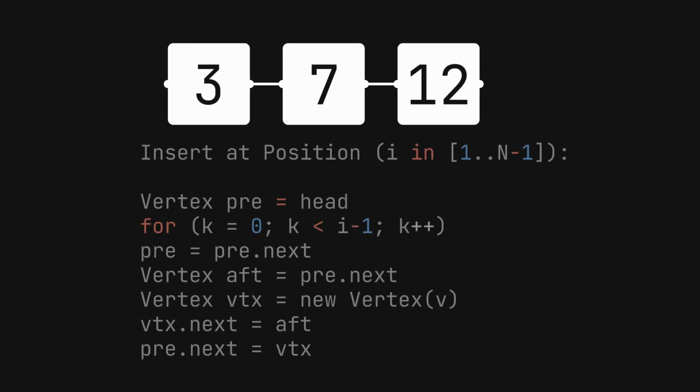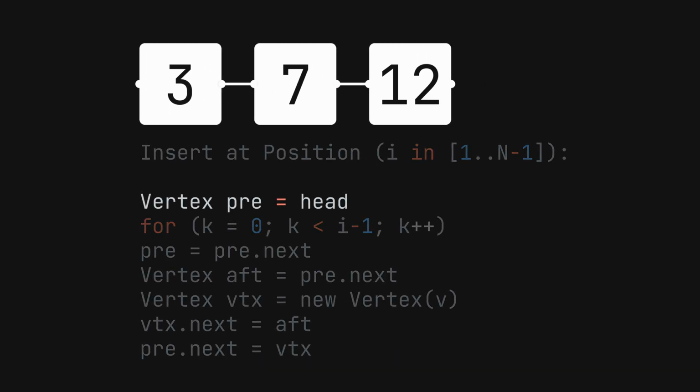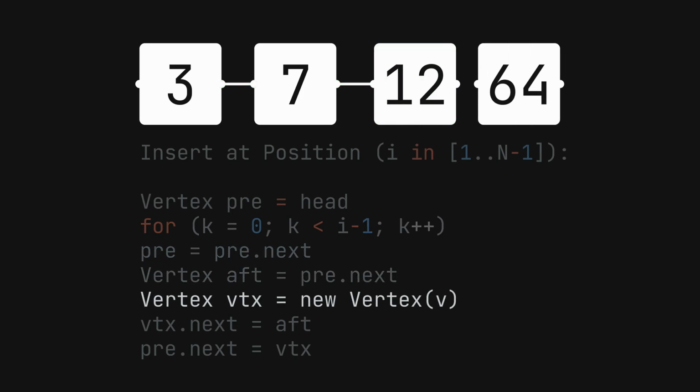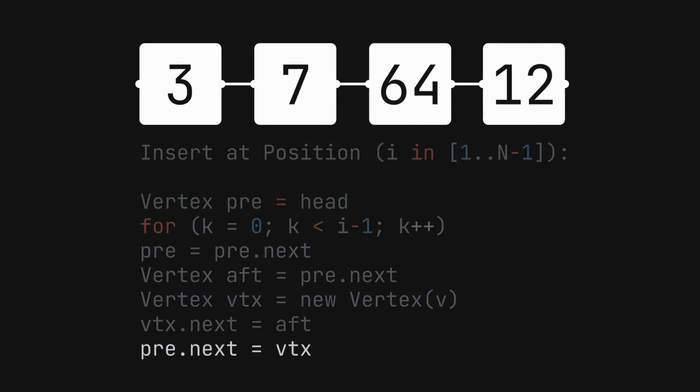But what if we want to insert at any position? First, we have to initialize pre at the head, traverse until you get to the i-1 position, create a new vertex with the value v, and insert the vertex between pre and its next element.